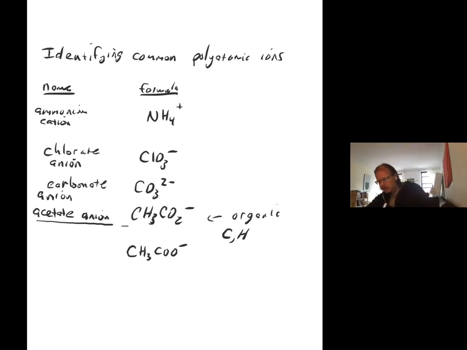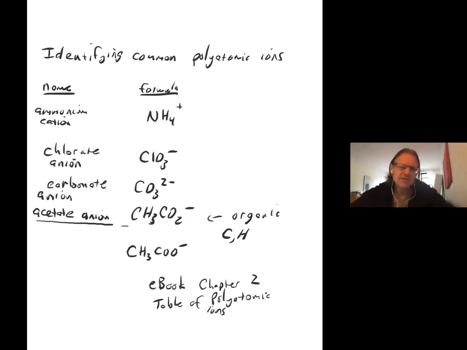So if you look in your ebook, in chapter 2, there's a table of the polyatomic ions. And you can certainly look at the table of the polyatomic ions, and that will give you an exhaustive list of these things. Okay, so there you go.